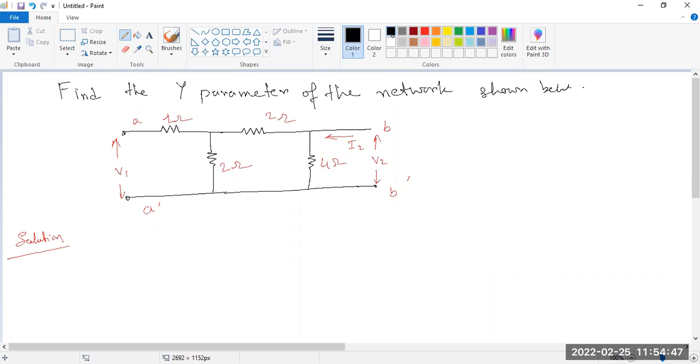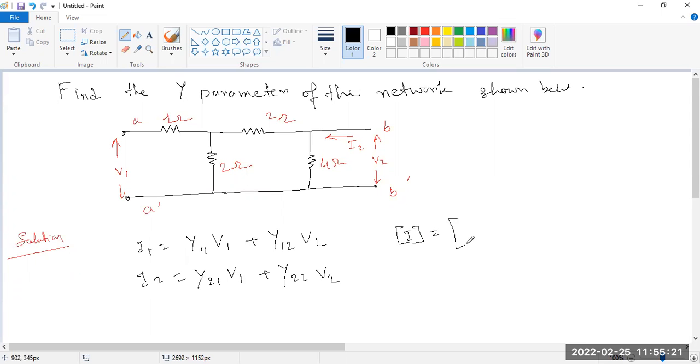Solution. We know what we have to find out. First we have I1 equal to Y11 V1 plus Y12 V2, and I2 equal to Y21 V1 plus Y22 V2. So we have to find out the Y matrix, with I matrix and V matrix.